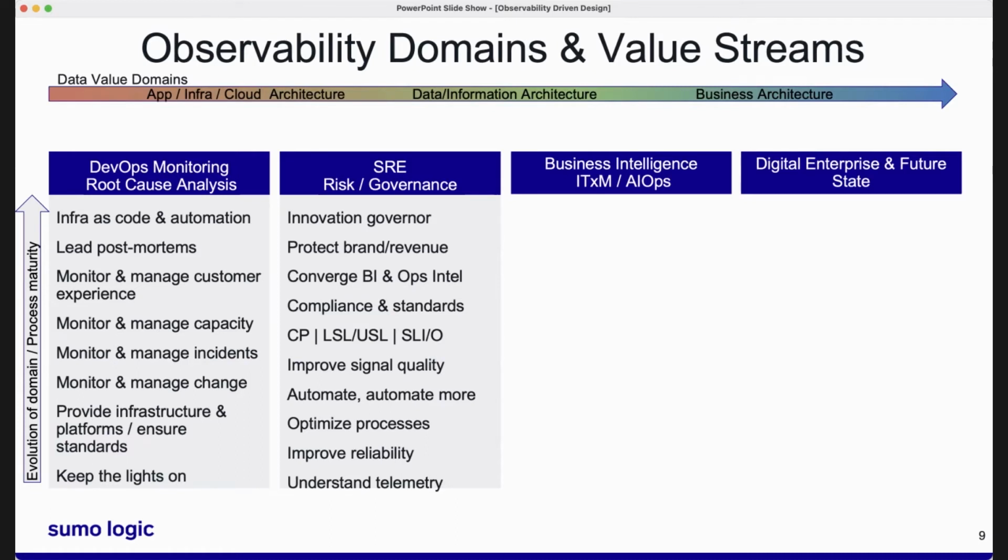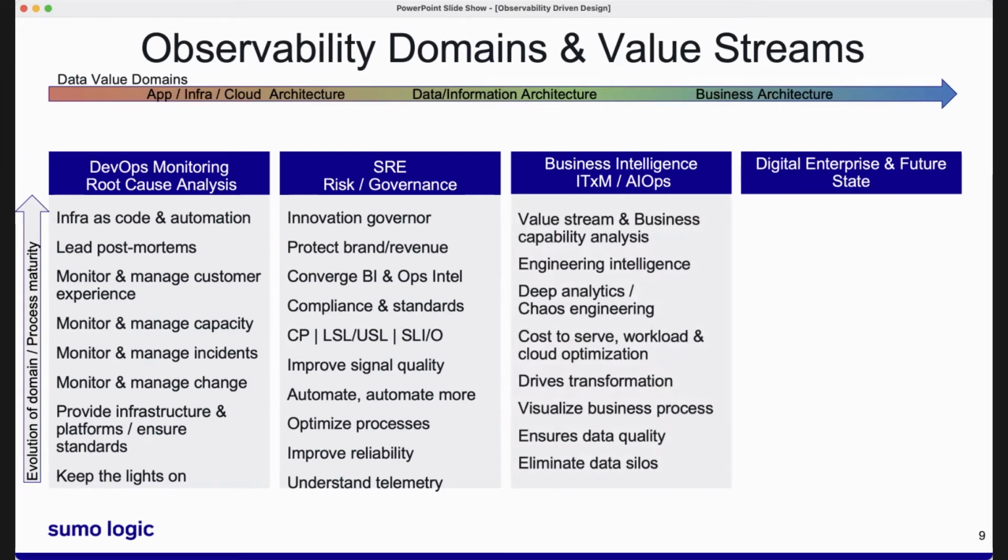If things start to get unstable and your capability of process starts to fall, your error budgets are draining much quicker than you would expect them to, you have to slow the rate of change in the organization and switch over into a period of stabilization so that you can speed up again. Within the business intelligence, IT service, and ops domain, it's all about eliminating data silos, ensuring that you've got high quality data, that you can visualize the broader business processes of the organization. Cost to serve, workload optimization. These are the things that are important to business intelligence teams.